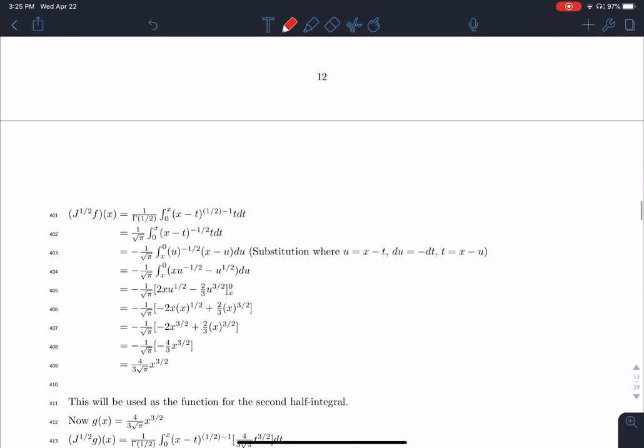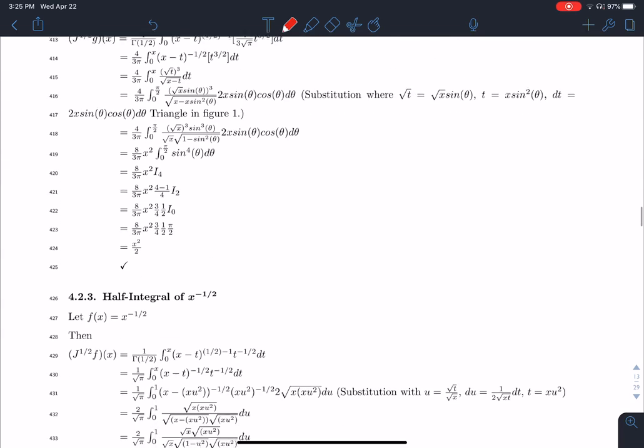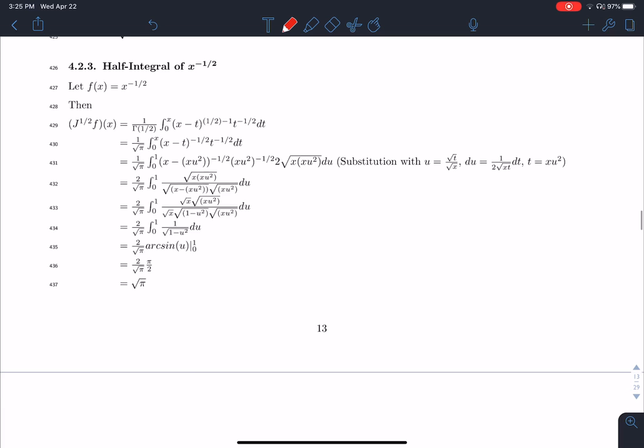Here's another half integral. There's a couple of these in here, but we don't have time to go through them all.